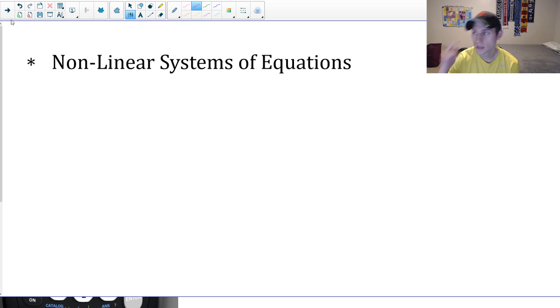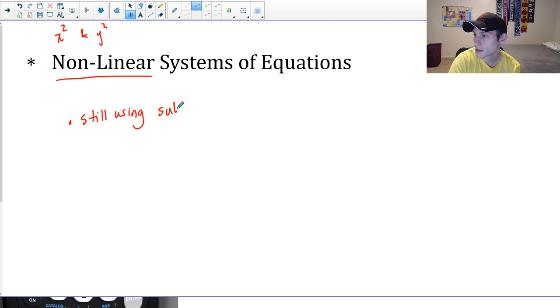Let's then go on to nonlinear systems of equations. What that means is we're going to have terms now that have x squared and y squared in them, quadratic terms. So it's a little bit of a different process, but very similar still. Okay, so we're still using our methods of substitution and elimination.